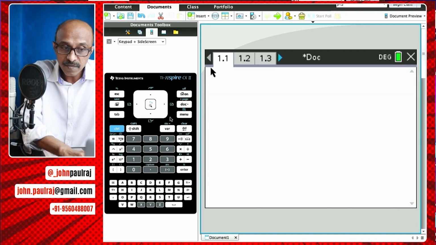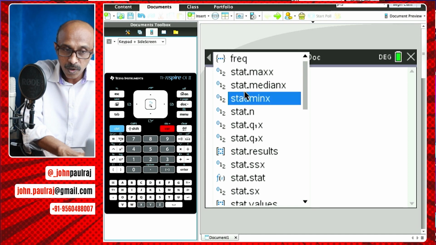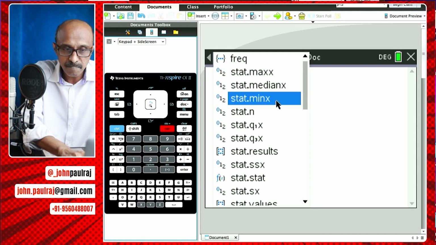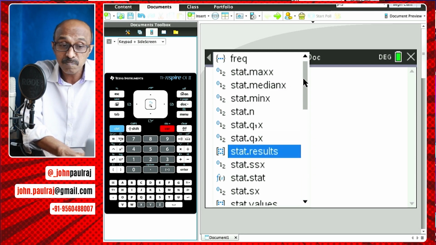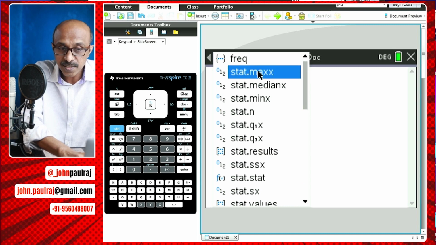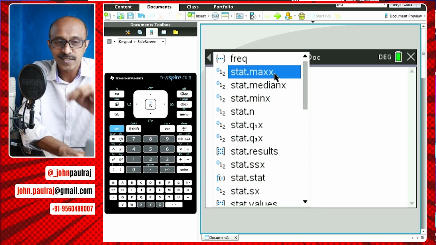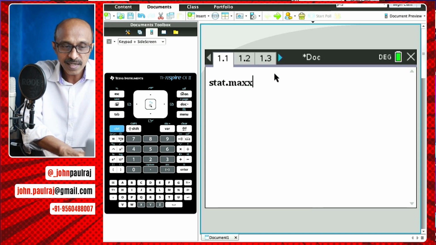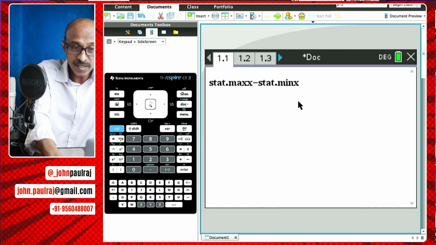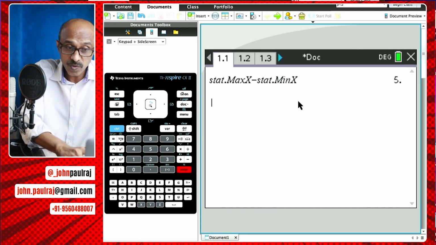So if I go here and click var, all those statistics that we've done are already stored here. So I can just pull out, let's say, stat max, right? We want stat max. Max minus min is the range, right? So stat max, it's not MAXX, it's the max of X, the variable. So stat max minus stat min, and that should give us the range, right?